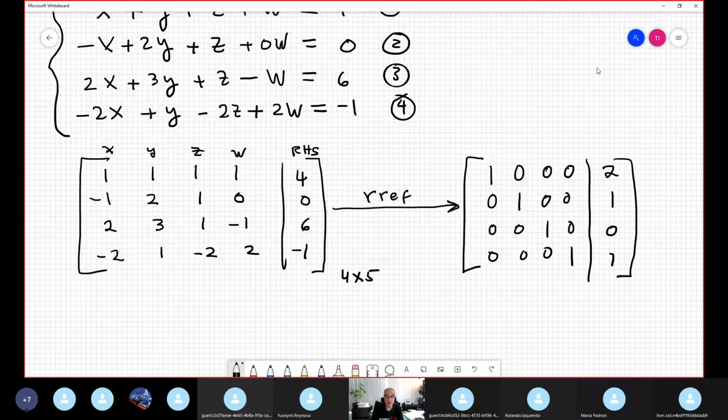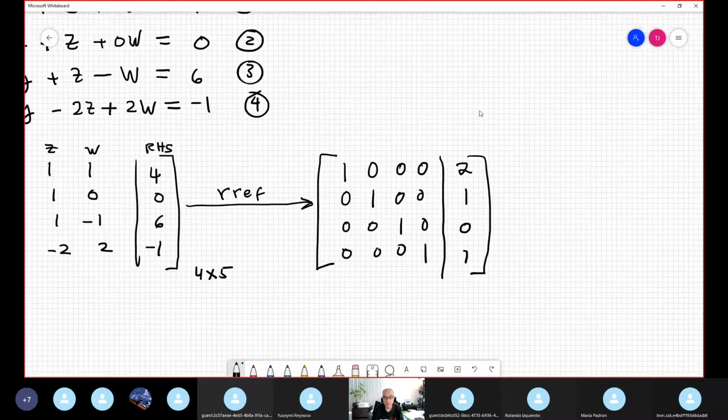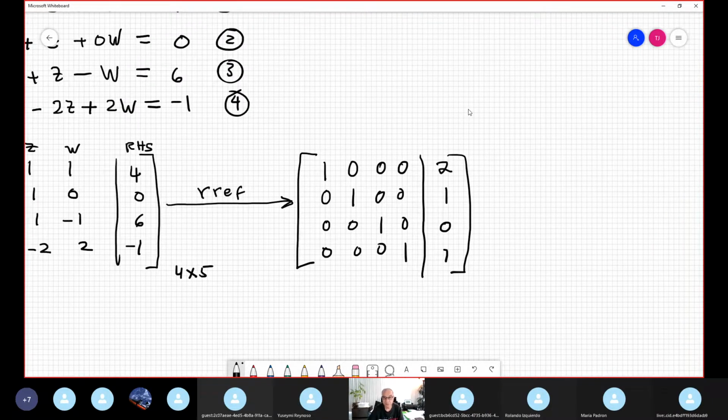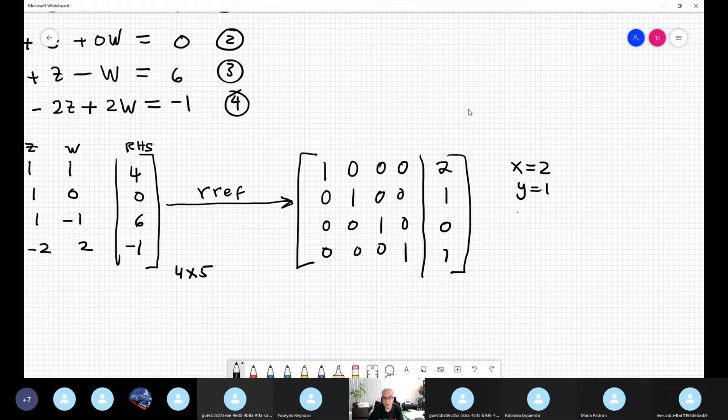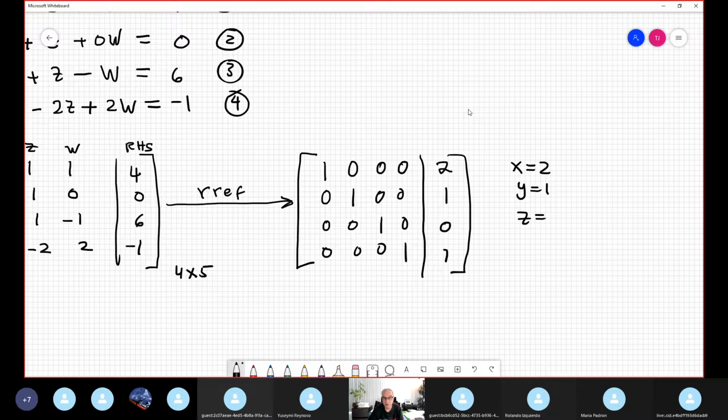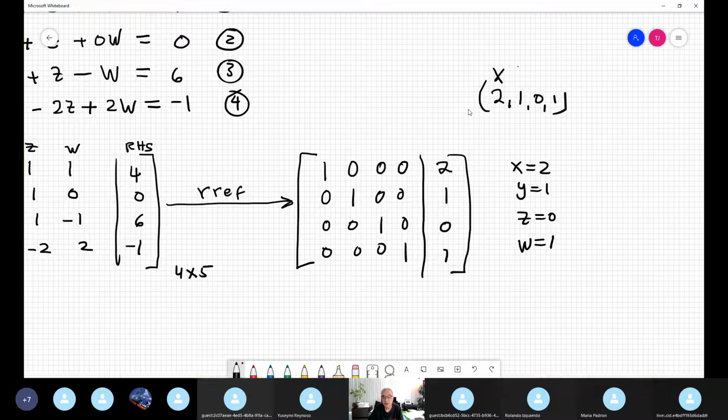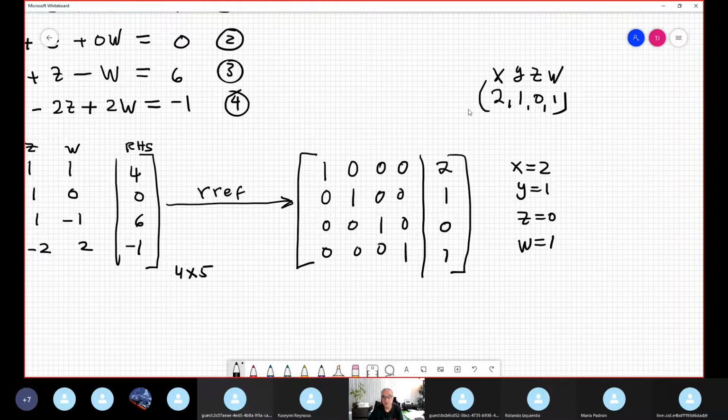Therefore, I know how to interpret this. X is 2, Y is 1, Z is 0, and W is 1. In this case, degrees of freedom is 0, because the solution is a point in 4-dimensional space: 2, 1, 0, 1, so X, Y, Z, and W. Any questions, guys?